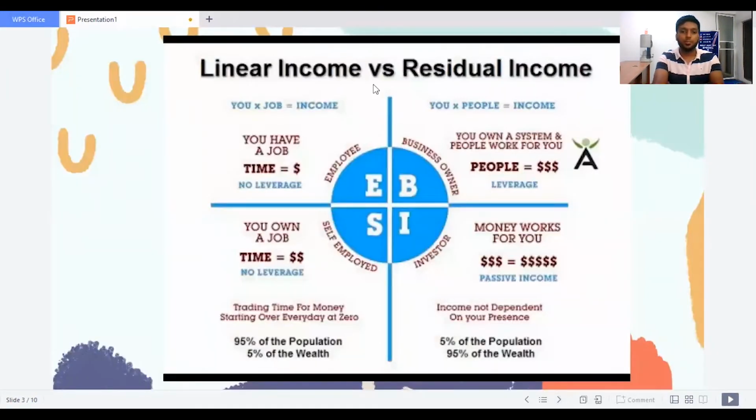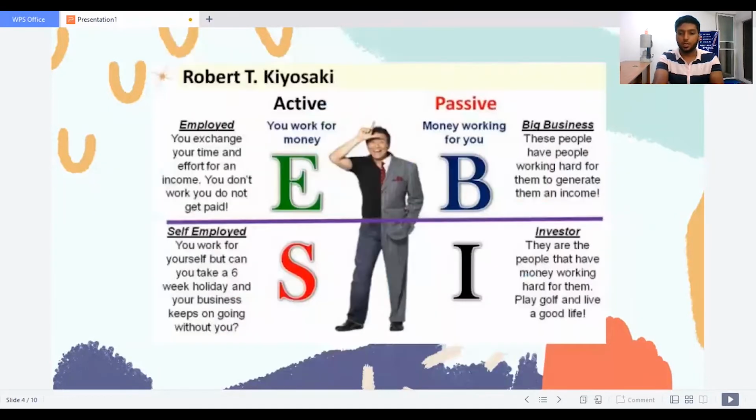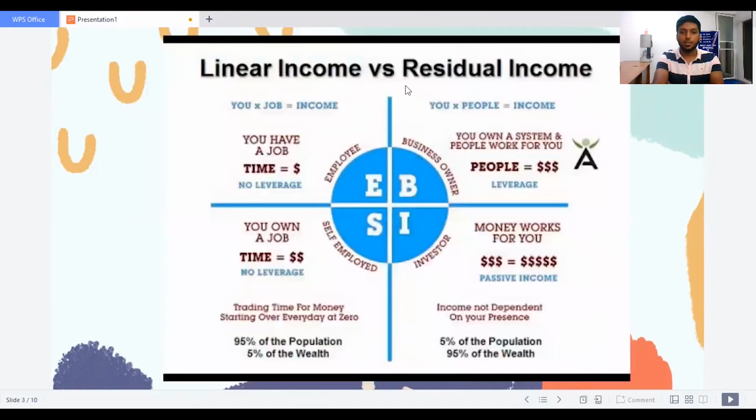You can see here the people who are earning under the E quadrant. They say it as linear income and residual income, or in easy terms, we can say it as active income and passive income. People who think as employees think the more hours I work, the more income I get, and they always run like in a rat race.